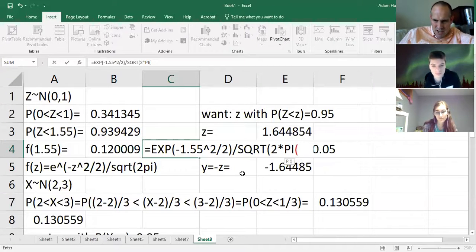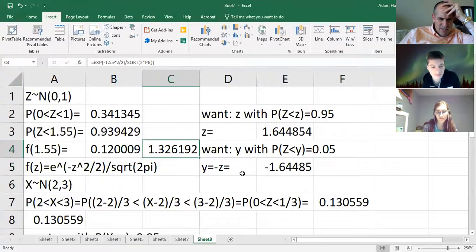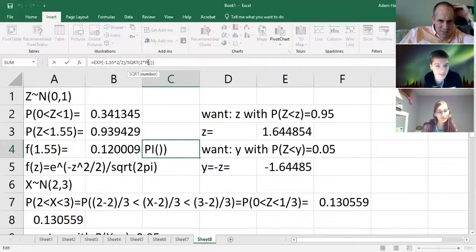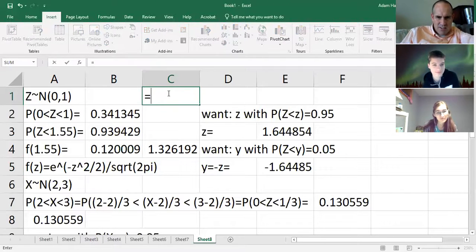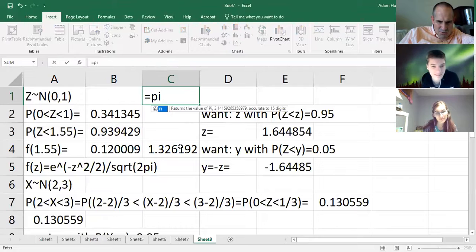I think maybe just close parentheses. Will that do it? That doesn't seem to have given me the right thing. What in the world? I need to know what that pi function is doing. Returns the value of pi.